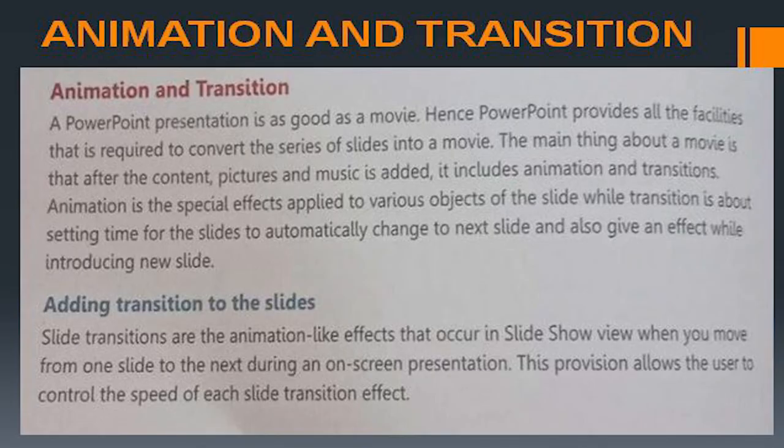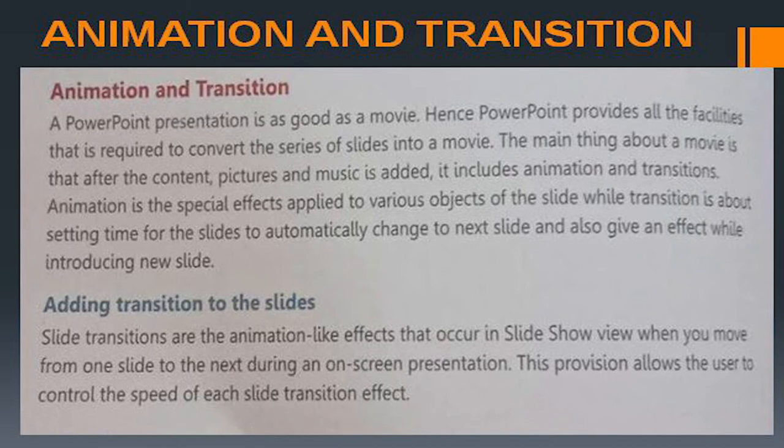Okay. Next one is animation and transition. A PowerPoint presentation is good as a movie. Hence PowerPoint provides all the facilities required to convert a series of slides into a movie. The main thing about a movie is that after the content, pictures and music are added, it includes animation and transition. Animation is a special effect applied to the various objects of the slide. Slide transition is about setting the time for the slides to automatically change to the next slide and also giving an effect while introducing a new slide.